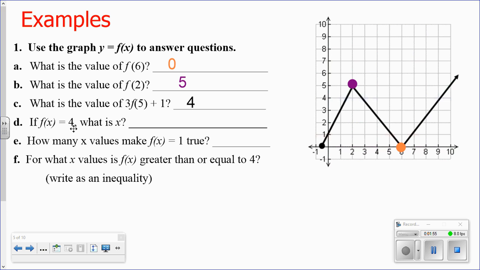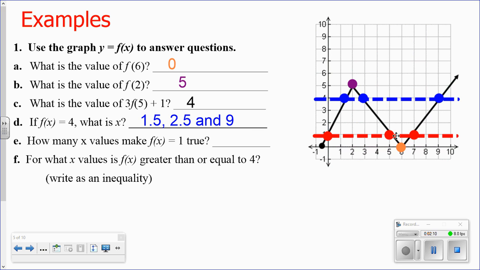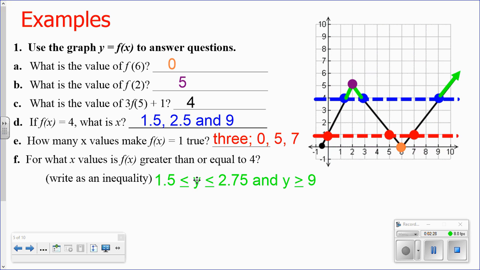If f of x is equal to 4, what's x? So y is 4, so that means all these, and so we actually have 3 values of x. How many x values make f of x equals 1? So here's our y equals 1, and so we actually have 3 times that it's crossing, at 0, 5, and 7. For what x values is f of x greater than or equal to 4? So we want to look up here where it's greater than 4, so it's here between 1.5 and 2.75, and then greater than 9.